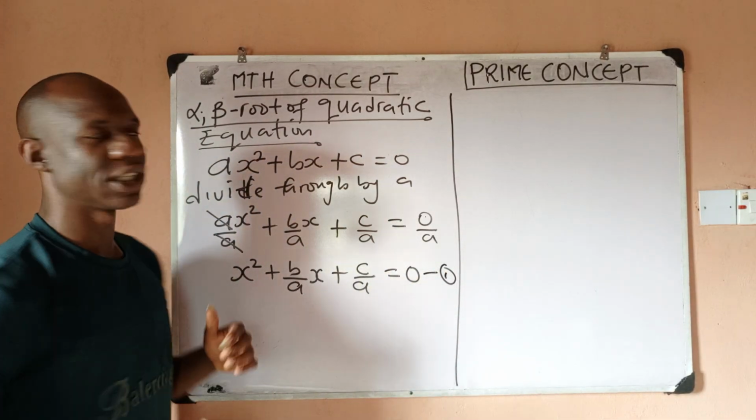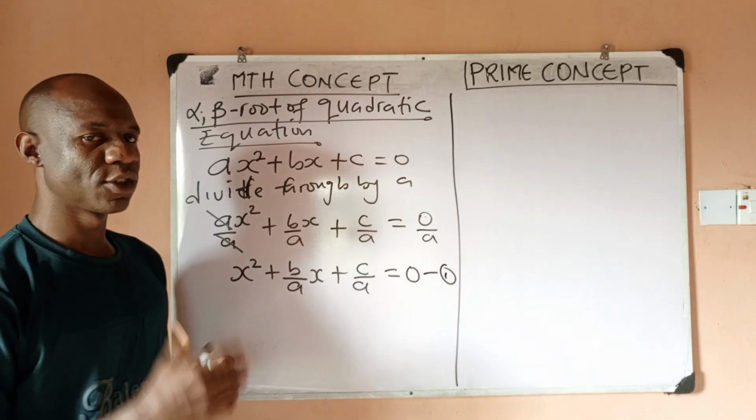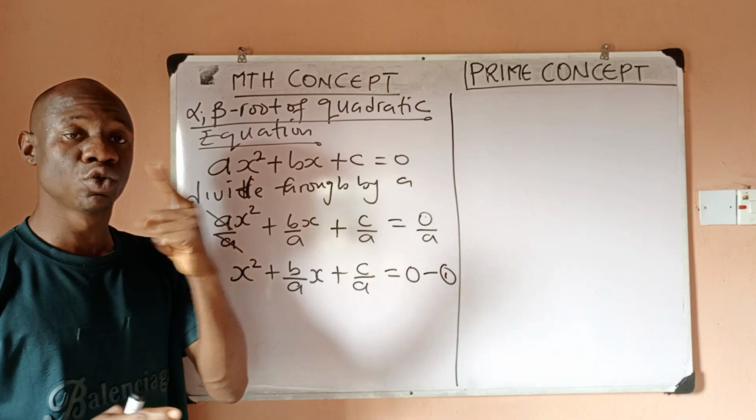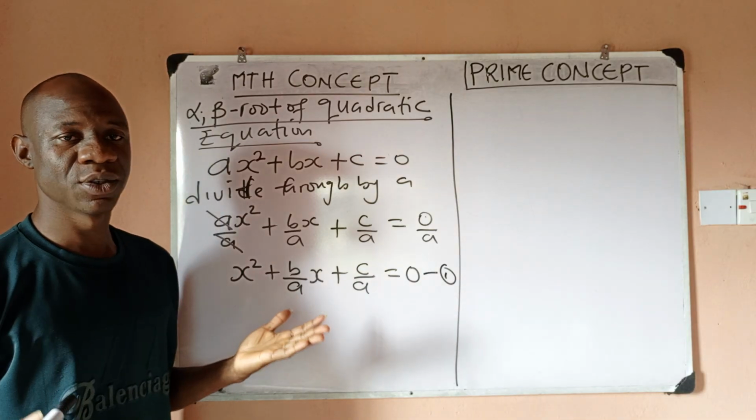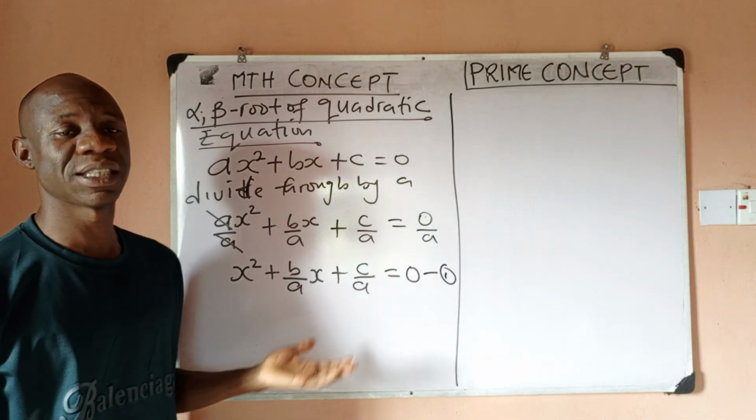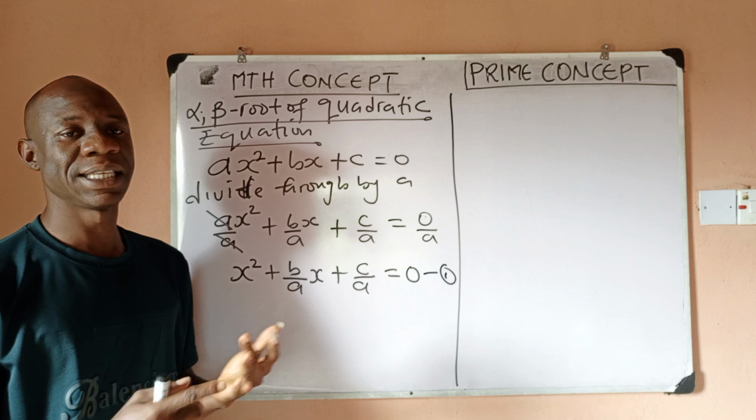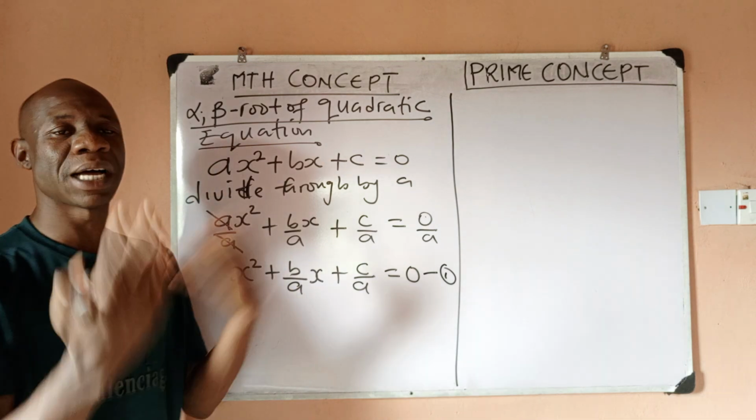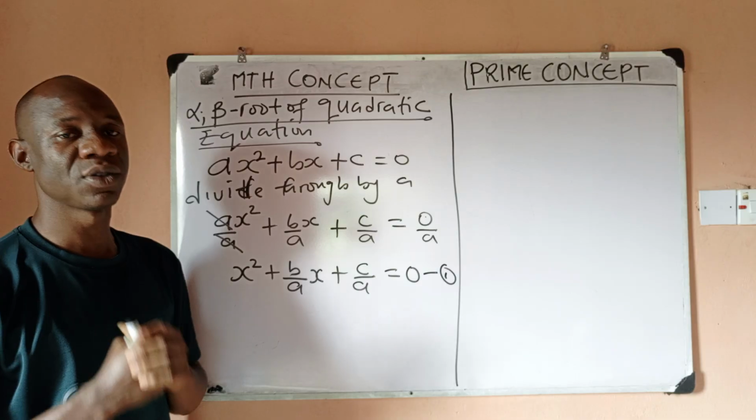Now, since this is our general equation, we want to assume that the roots, remember quadratic equations would always have two roots, two values of x. That is to say, if you have any quadratic equation, your x can either be 2, then your second value of x can be 3. So you can have any combination of the two values of x.